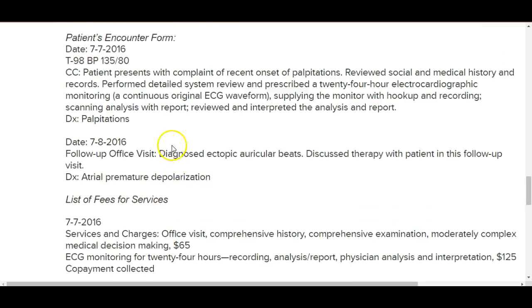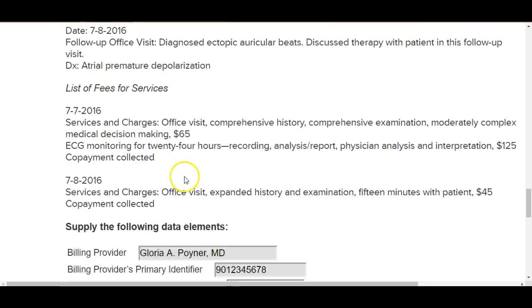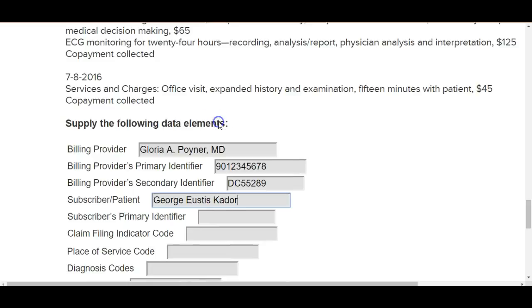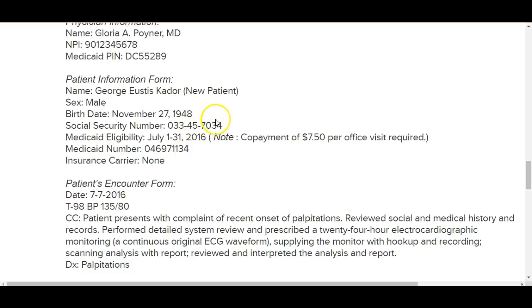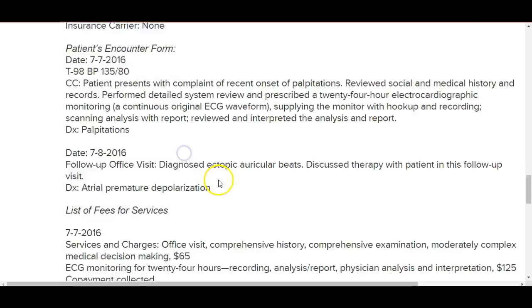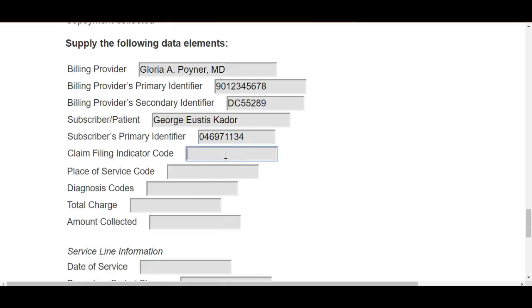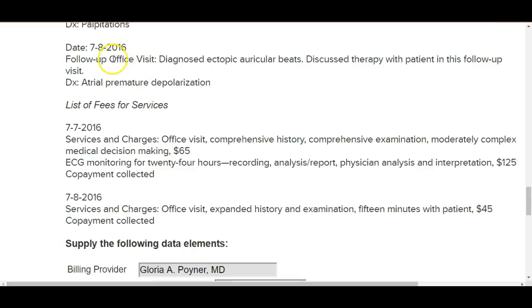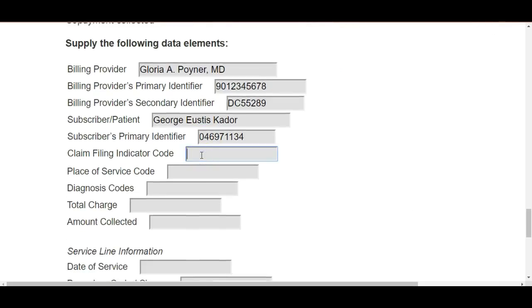The subscriber or patient, sometimes I think it's easier just to copy and paste, just so there's no typos and the form doesn't kick back errors in your typing. The subscriber's primary ID is going to be his Medicaid number here. Oh, there we go. And then the claim filing indicator code, he is an 11 because he's an office visit here. So it's going to give us an 11 there for the office.